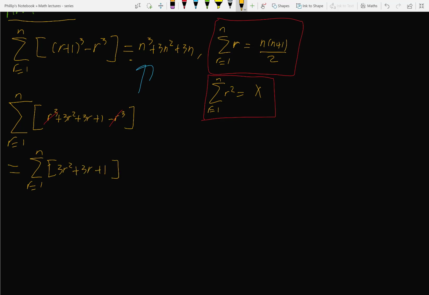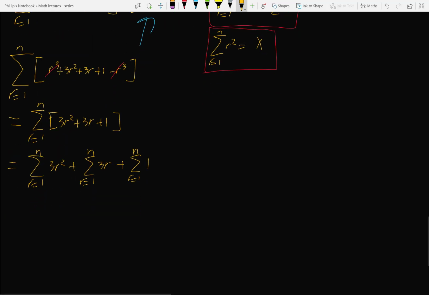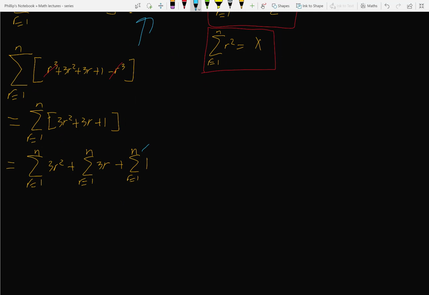Then we can use the addition rule for summing finite series up. So we've got the sum of 3r squared plus the sum from r is equal to 1 to n of 3r plus the sum from r is equal to 1 to n of 1. This is obviously just 1 plus 1 plus 1, n times. So just equal to n.